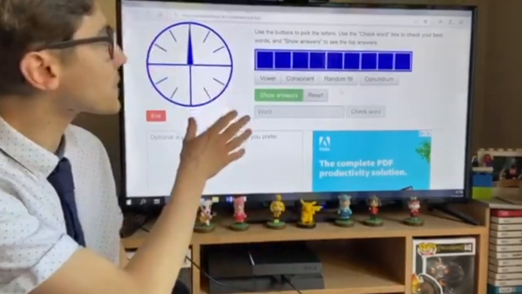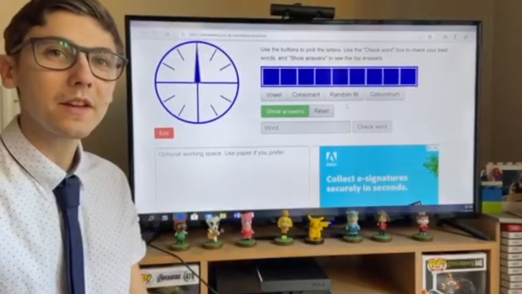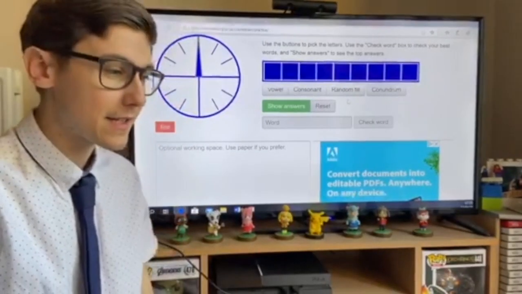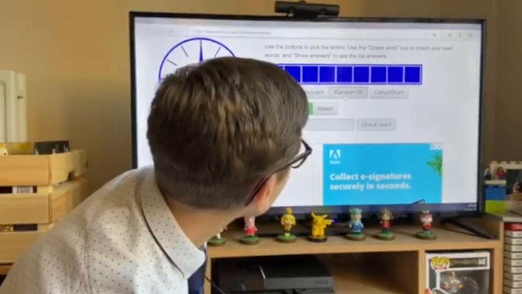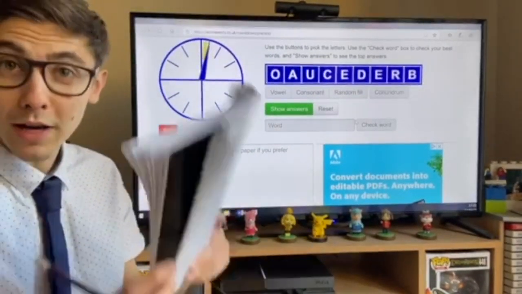I'm going to fill the boxes now with some random vowels and consonants, then we'll have 30 seconds. Make sure you've got something to write on, notepad and pencil, ready to do this. Here we go. 30 seconds starts now. I'll have a go too.